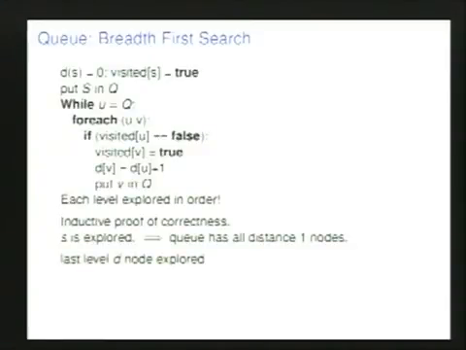Now when the last level D node is explored, when you're done with the level, what you want is a queue to contain the next level. You really want it to say, well, what's the first level, what's the second level, what's the third level, what's the fourth level? You want this level by level exploration. And we're saying, once you finish exploring the last D level node, what's in the queue? What are the nodes in the queue? Are there any D plus 2 nodes in the queue?